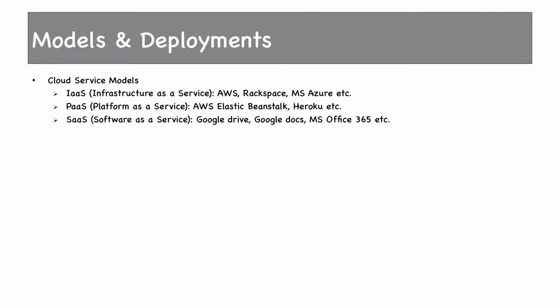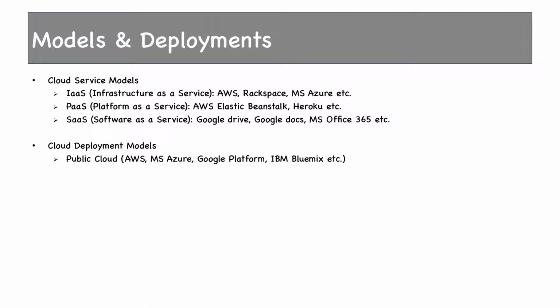Let's see the different deployment models. So we have public cloud, which is AWS, Microsoft Azure, Google Cloud, IBM Bluemix, etc. So why is it public cloud? Because you can use internet to access their services. Right? If you have internet connectivity, you can use that internet to log into any of the service providers' environment and use it. So as internet is a public resource, that's why it is called public cloud.